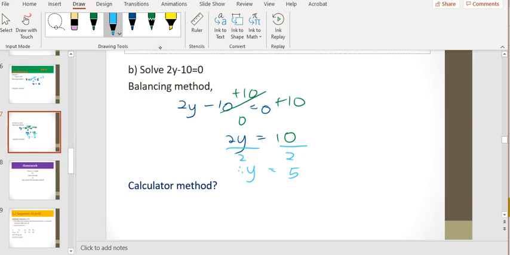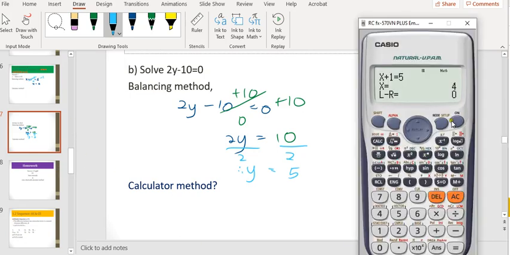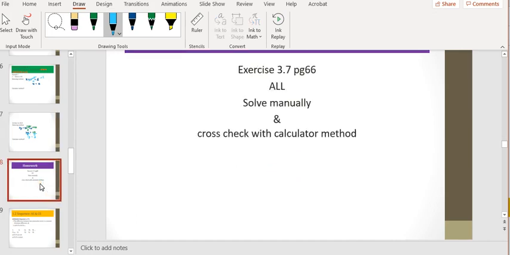Use your calculator. How are you supposed to solve then? Again, you shift 9 3 equal, reset everything, then you key in 2, just remain as x. Key in the whole equation, then alpha equal to 0, then you shift solve. Then enter. See, your answer is 5. This is how you check your answer through the calculator. This is your homework, that you may cross check with all the calculation methods.